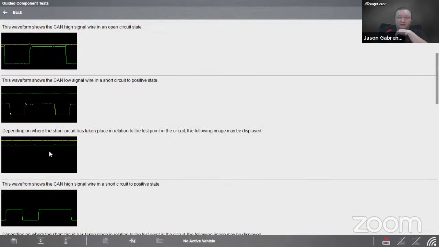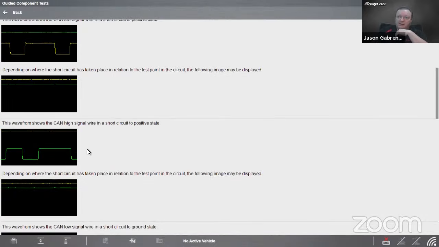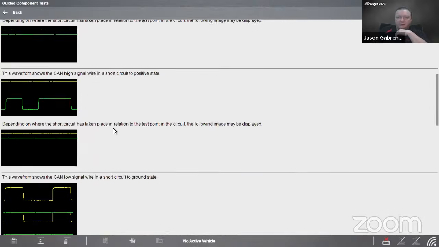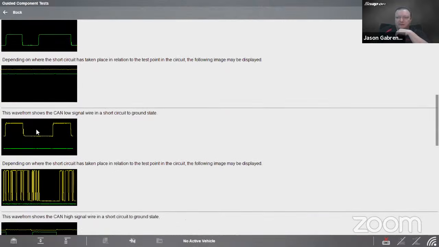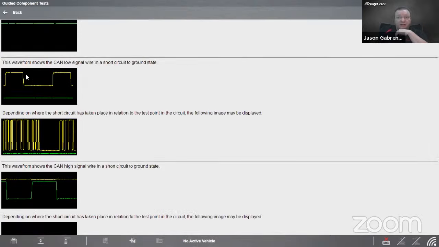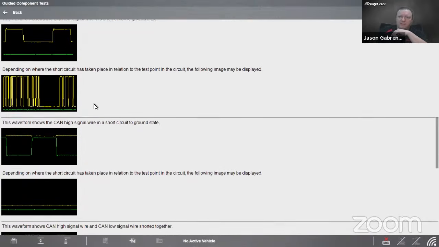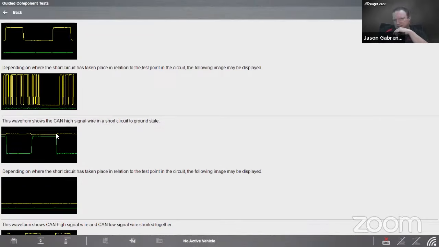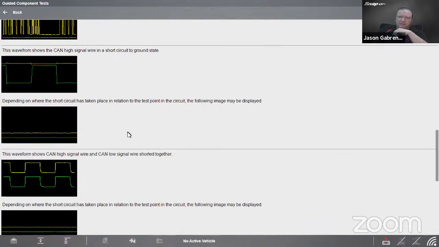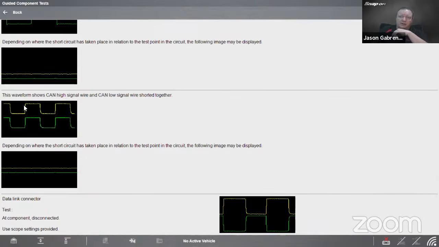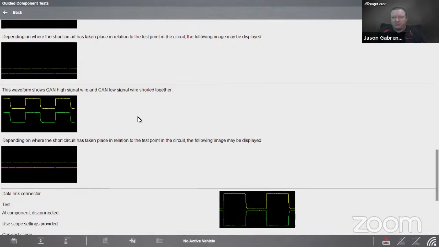Could also look like this depending on where we are on the circuit. There's high side shorted to power. And then we have low signal short to ground. Could be shorted to ground here because the high side can still communicate if the low side shorts to ground and vice versa. So we might see a little bit different activity there. Let's see, CAN high signal short to ground and so on and so forth. Oh, and here's where they're shorted together. They look identical to each other. So these are shorted together by themselves.